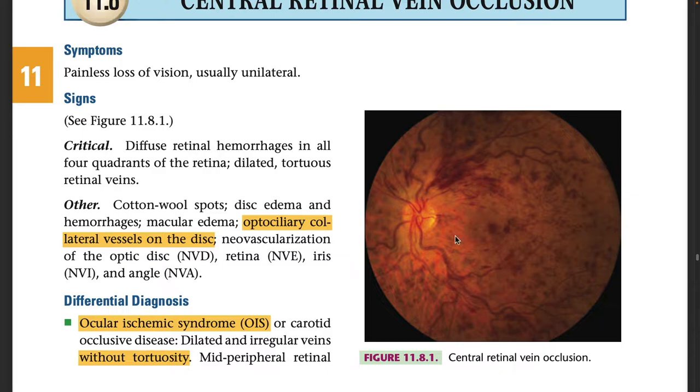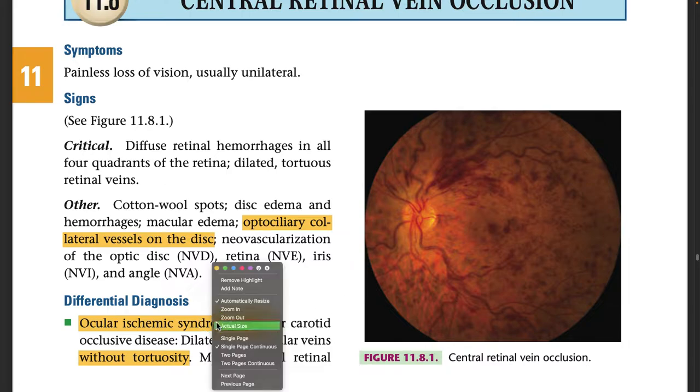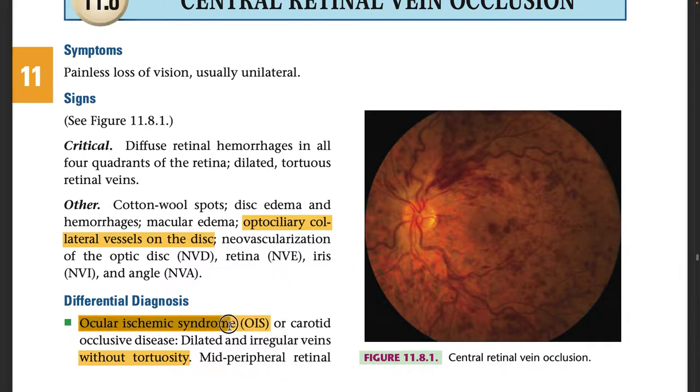What are the other diseases that you can miss? Ocular ischemic syndrome. Diabetic retinopathy. But in ocular ischemic syndrome, there will be dilated veins without tortuosity.